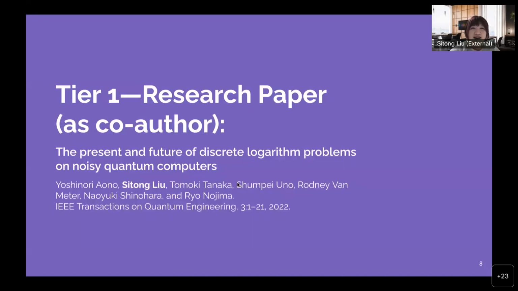Another thing, I forgot to mention that I wrote tier 1 and tier 2 and tier 3. This is just my guess, so I'm not confident in this.